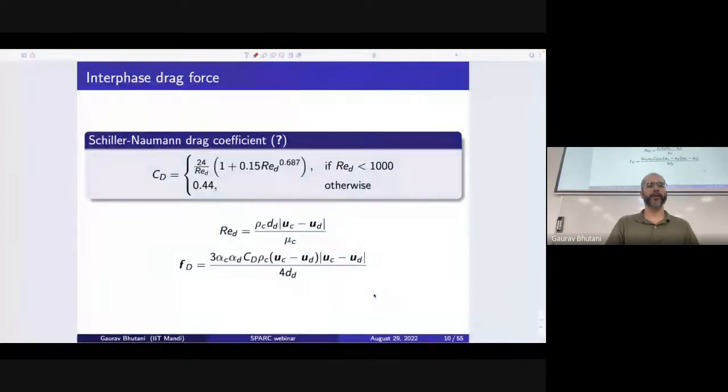So this is a very important force, and we are using a very simple model for it, one of the oldest models, called the Schiller-Neumann drag coefficient model. But later, more useful models are available, so those can also be used. But for this discussion, we use a simple model.